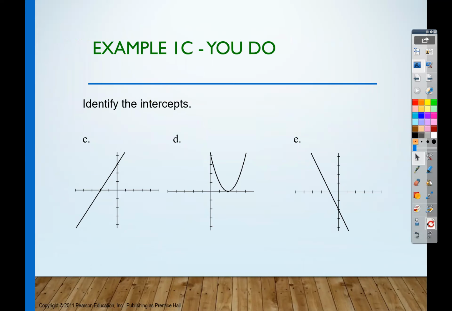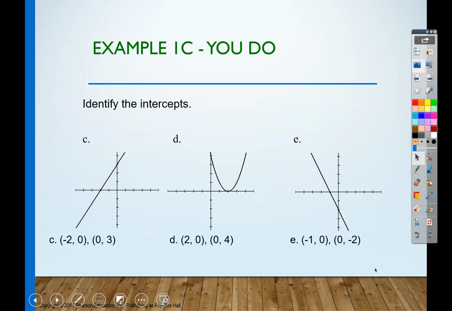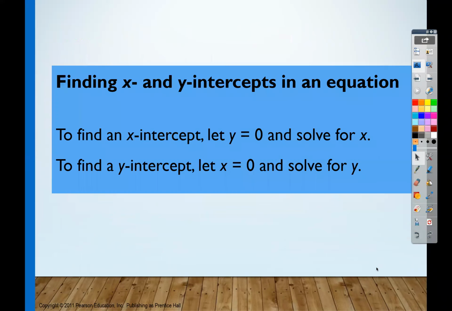Okay, so you're going to identify the intercepts of the graphs. So go ahead and pause it. And there are your answers. So how'd you do? Let me know if you need help with that.